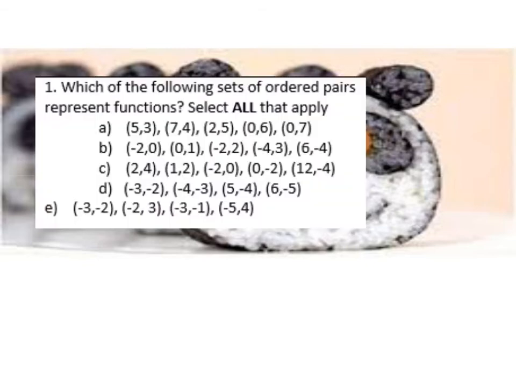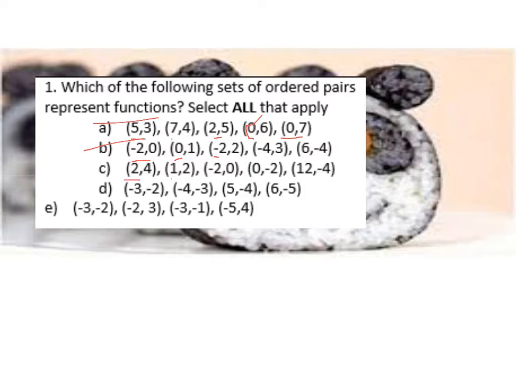Alright, problem number 1, it says, which of the following sets of ordered pairs represent functions? Well, in order for them to be functions, they need to have no x values that repeat. So I'm just going to go through here. I got 5, 7, 2, 0, 0. Because these two x values repeat, that is not a function. Negative 2, 0, negative 2, not a function.